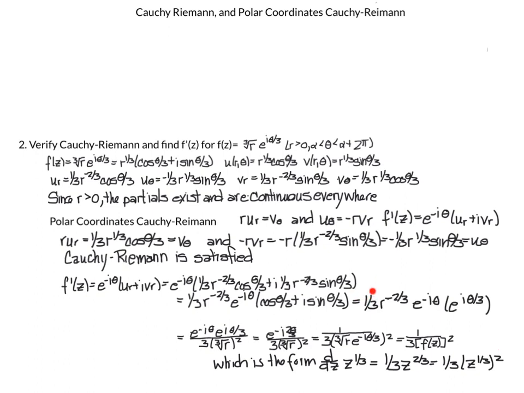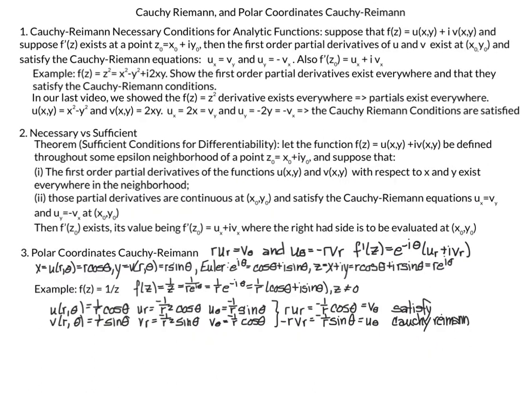Which is exactly what we have here. We have our 1/3 and then we have our z, so our r goes to the negative 2/3, and our e to the i theta, when we combine these two, we also get z to the 2/3, or I'm sorry, to the negative 2/3, which is exactly what we would expect.